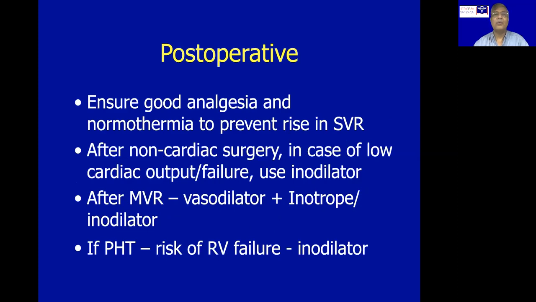Post-operatively, ensure good analgesia and normothermia to prevent a rise in SVR. After non-cardiac surgery, in case of low cardiac output or failure, use inodilators. After MVR, it is a good way to manage the patients with vasodilators along with inotropes or an inodilator. If the patient has pulmonary hypertension, there's a risk of RV failure, so you should use inodilators in such a case.